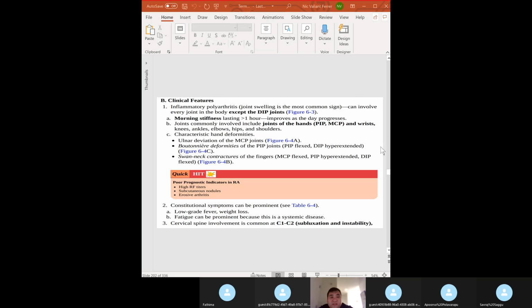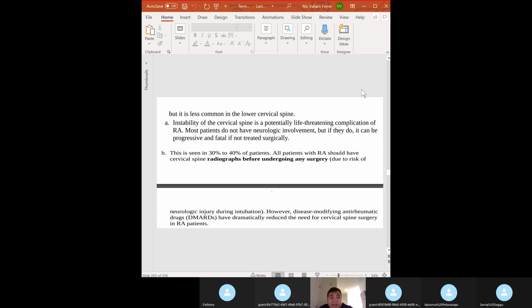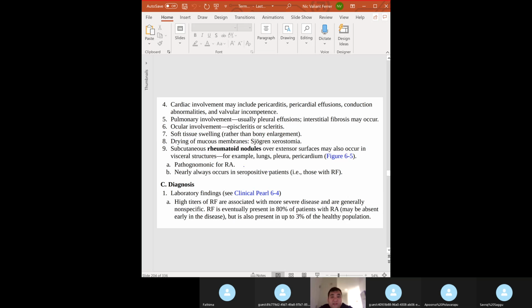You can also have some subluxation and instability where the cervical spine is involved. It's much more common in the upper cervical spine than in the lower cervical spine. This is potentially threatening. Why? Because nerves may be involved. So you should do radiographs before undergoing surgery due to risk of neurologic injury during your intubation.